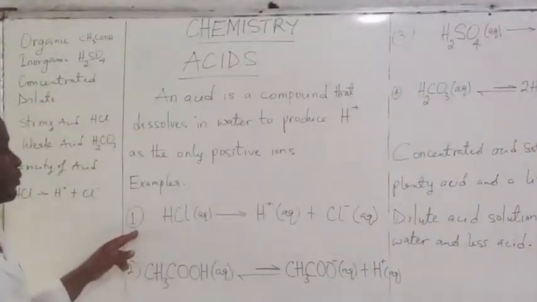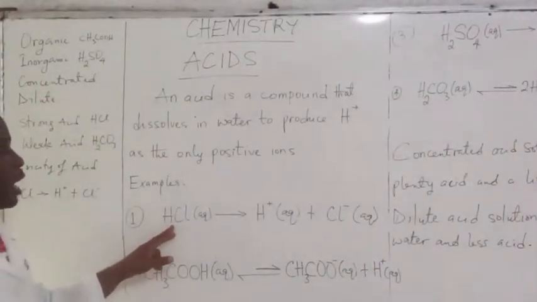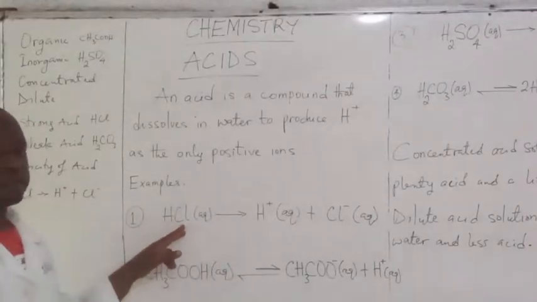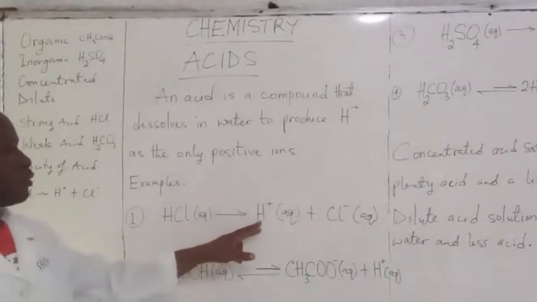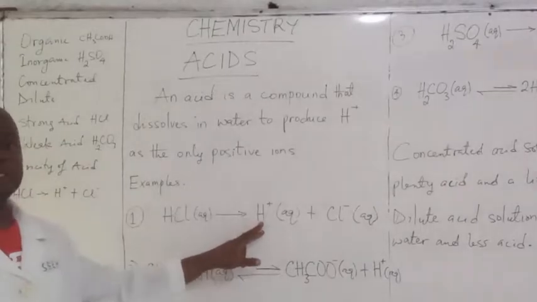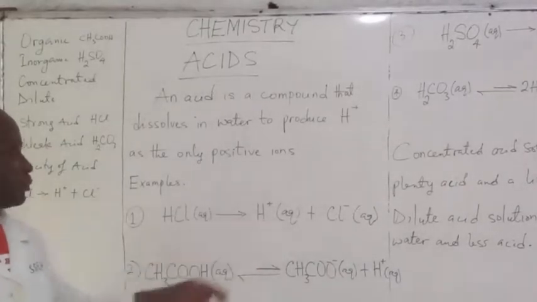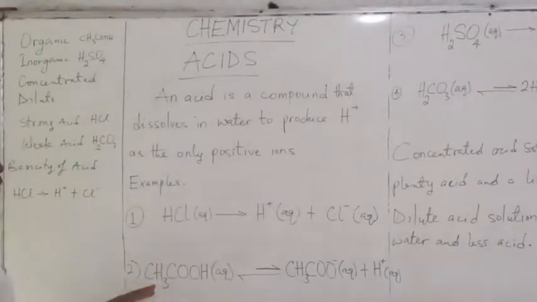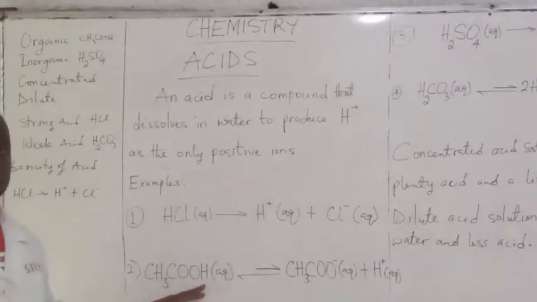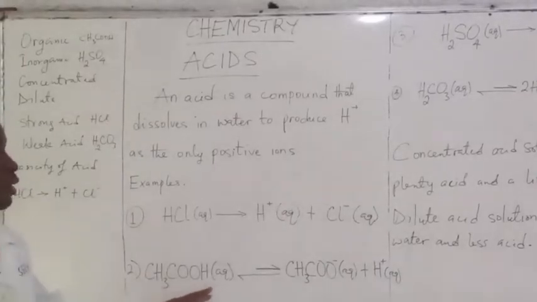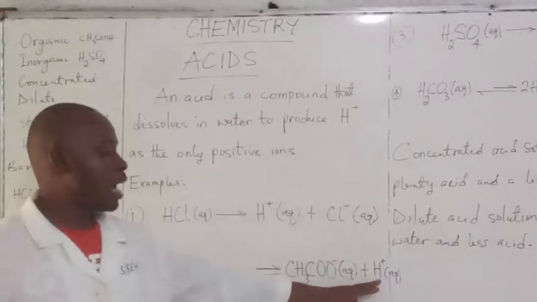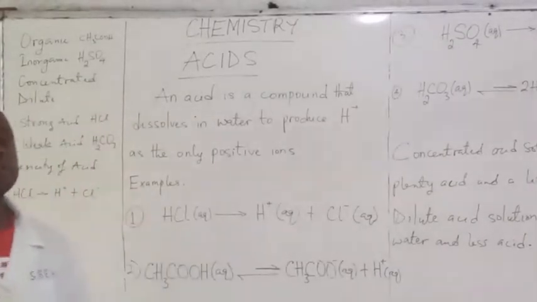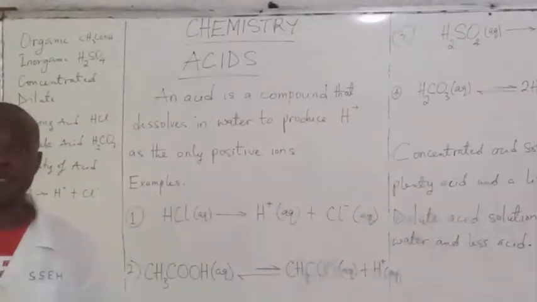Example 1. Hydrochloric acid is an acid. It dissolves in water to produce hydrogen cation as the only positive ion. Again, ethanoic acid is an example of an acid which dissolves in water as well to produce hydrogen cation as the only positive ion. Do you understand?